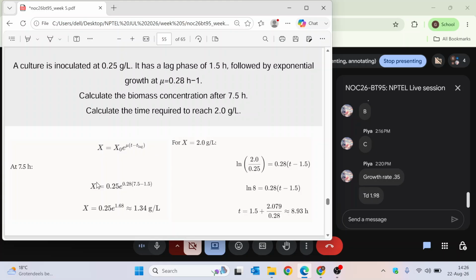7.5 minus your lag phase, because in lag phase you will not have growth according to the mu that is mentioned here. In lag phase your mu is not going to be 0.28 per hour, so you should not include that 1.5 hours here. Apart from that, it's just X is equal to X naught into e power mu t, but your t is t minus t lag, the time given here minus lag, those 6 hours. Okay, and the time required again you can find out using the same in its logarithmic form.